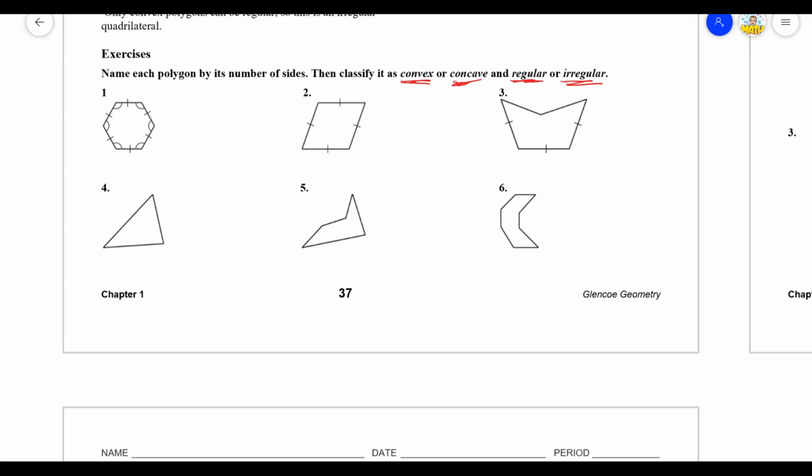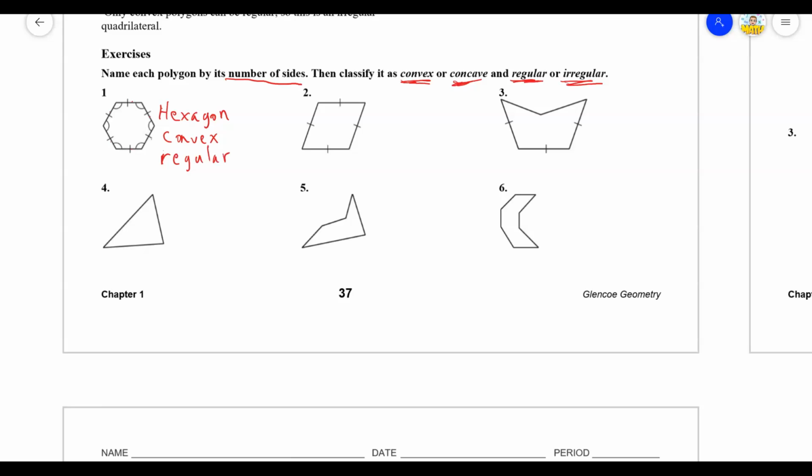There's no dent in it that would make it concave, so it's going to be convex. Actually, let's do number of sides first. I'm going to count up the number of sides I have here. I have 1, 2, 3, 4, 5, 6. So that is going to be a hexagon. We have 6 sides. It is going to be convex, like we said. It's not caved in anywhere. And because every single angle and every single side are equal to each other, we call that a regular polygon.